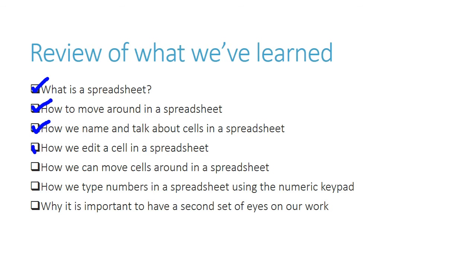We've also learned how we edit a cell, both by editing in the formula bar at the top, or also just typing over the cell. We've also talked about how we can move cells around just using the move arrow, that cute little arrow that looks about like this. We've also talked about the helpful numeric keypad in the home row for the first few numbers on that numeric keypad, and how we can tell if we've got numlock on or not. And then also why it's important to have a second set of eyes on our work.